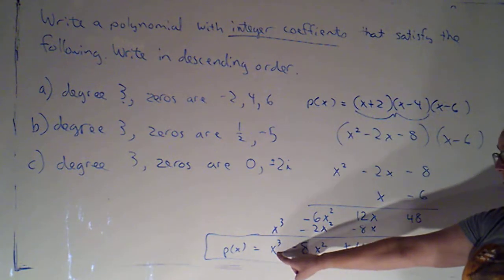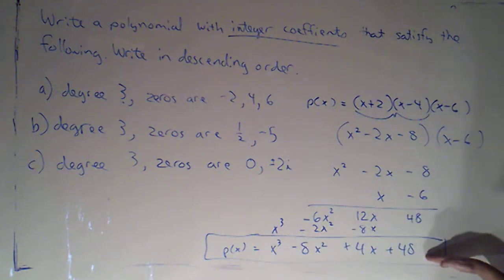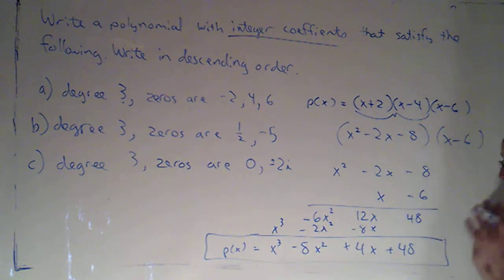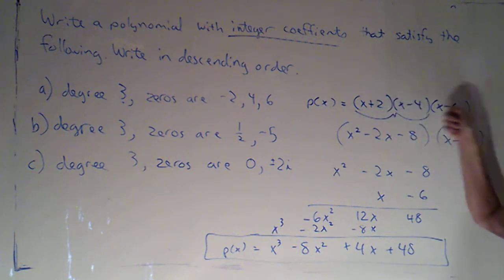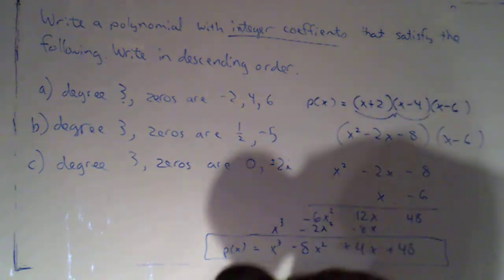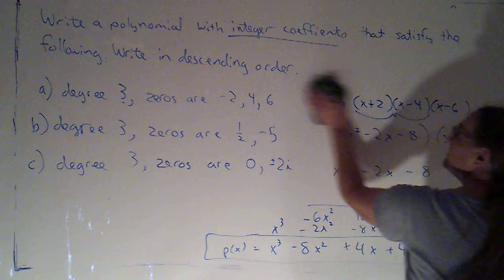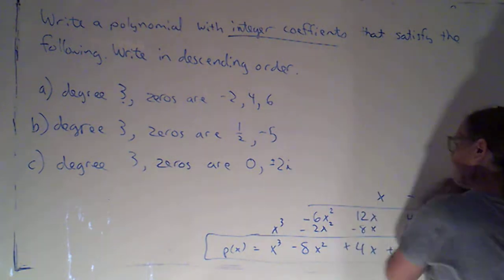Notice it's degree 3. I've got integer coefficients. My coefficients are 1, -8, 4, and 48. So they're all real and no fractions. And I know that I had those 3 zeros. Fabulous. Okay. So that's part A. Let's try part B. Once again, I want it to be degree 3.